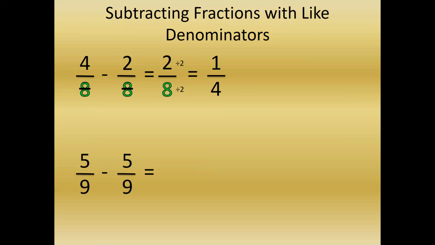So 5 over 9 minus 5 over 9. Our denominators are the same. We can cross them out, just put a 9 in the denominator spot. And then we just have to subtract our numerators. So 5 minus 5 is equal to 0. There's nothing left. So 0 over 9.